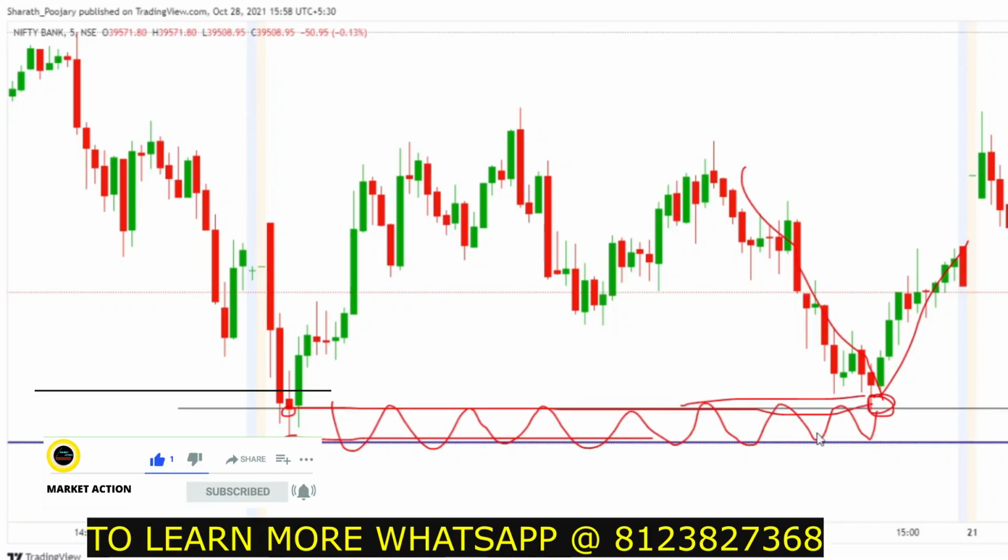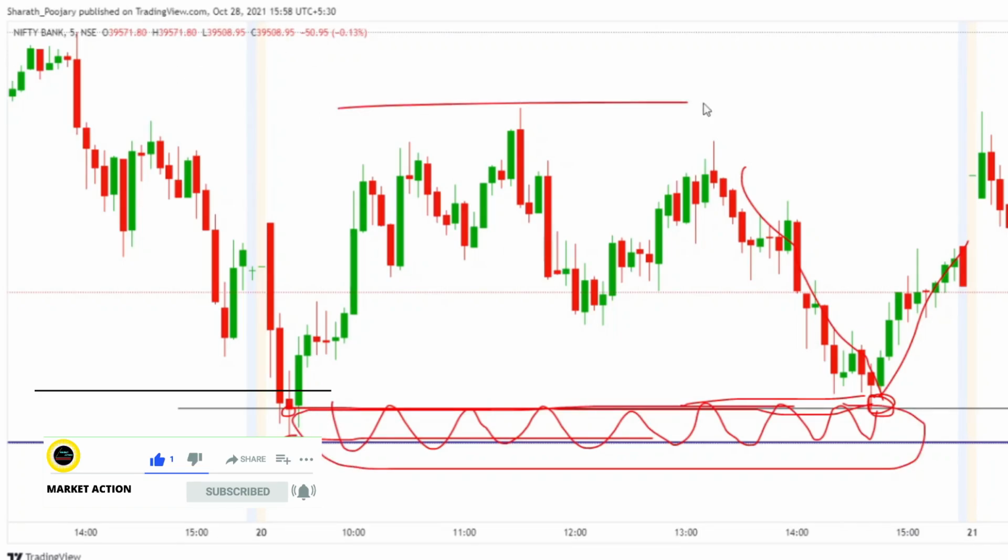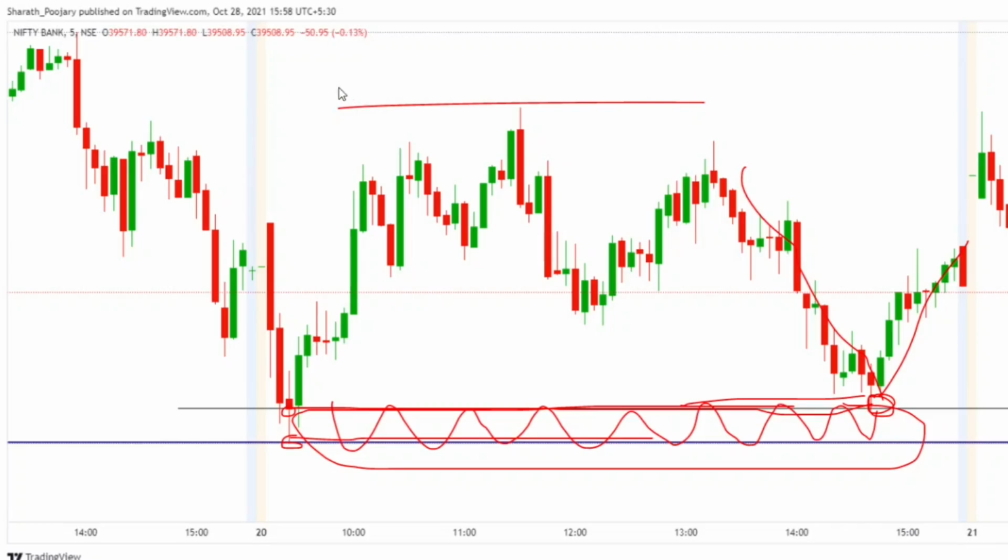Price might reverse from anywhere from this level. You should always remember, support and resistance are not levels, these are zones. Most of the time price will face resistance or support from the zone rather than from a single level. So we should mark important levels as zones rather than as lines. So we will see another example.